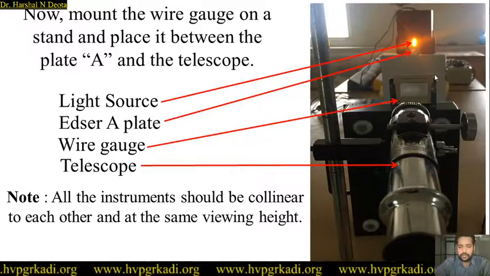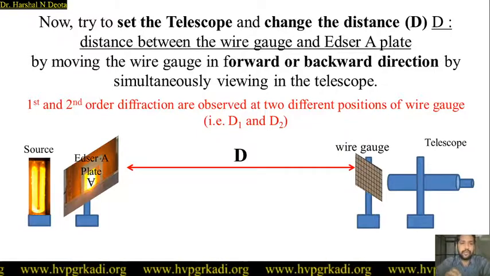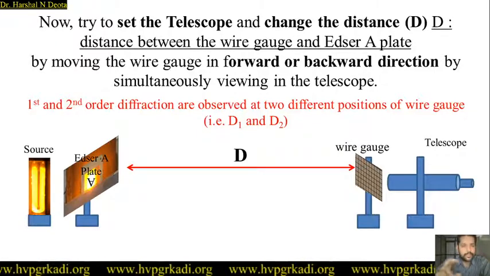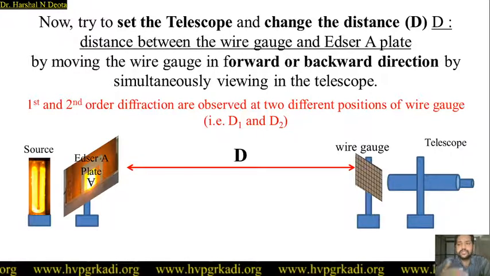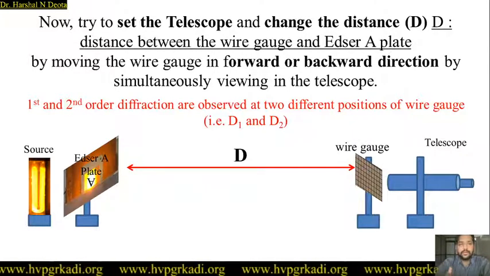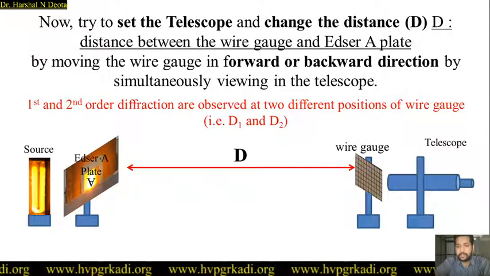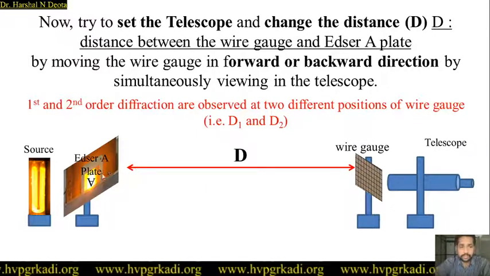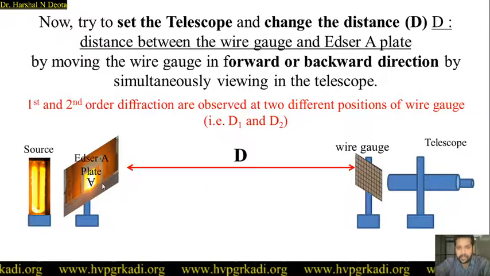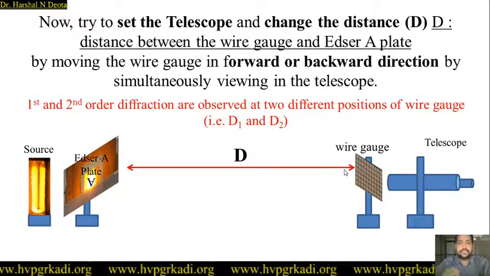So let's get ahead. After keeping the wire gauge, what you need to do is try to focus the telescope and change the distance d. What is d? d is the distance between the wire gauge and the Edser A plate. You can very well see in the figure that this is your wire gauge, this is your Edser A plate, which is the inverted A, and the distance between these two objects is the distance d.